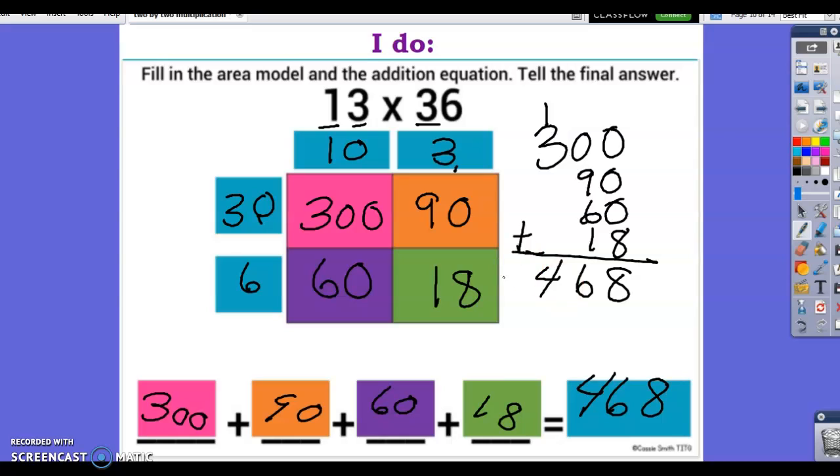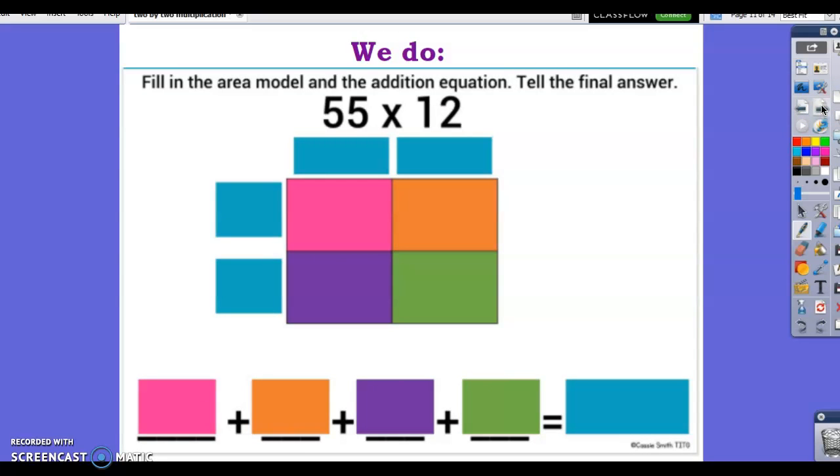Okay, now we're going to do one, and I want you to try it. Here I want you to try to separate these numbers in expanded notation, and then I want you to see if you can multiply each of the equations that goes with the boxes to get your partial products. So pause the video here, and let's see if you can do it.